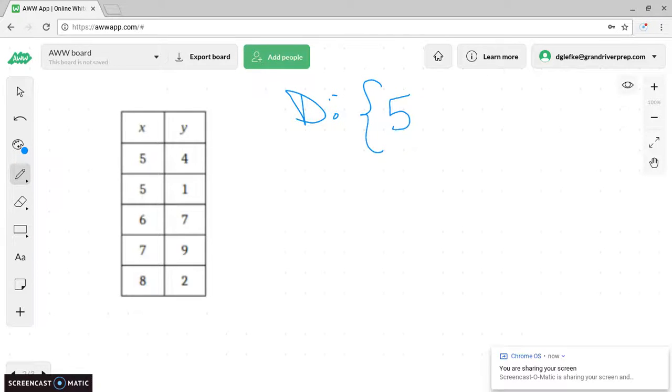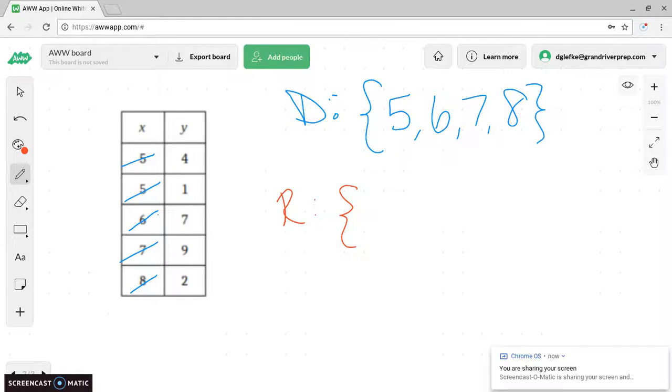One thing about domain is we do not want to list a number twice. So when we list 5, we can cross both of them out. Even though there's 2 of them in the table, we only list it once in our domain. Then we have 6, 7, and 8. So that is our domain. And then for our range, we're going to list all of our Y values. Again, it has to be from smallest to largest. So these are not in order. We're going to start with 1, because that's the smallest number. And then we have 2, then 4, 7, and 9. Smallest to largest, we don't list any duplicates.